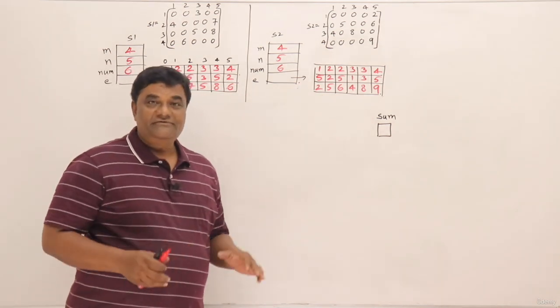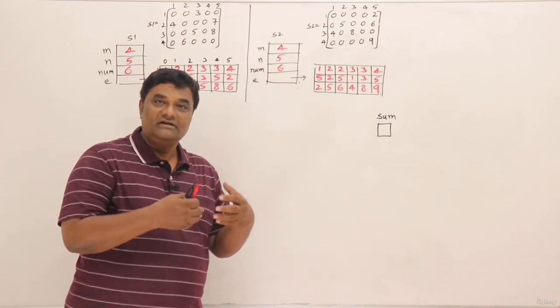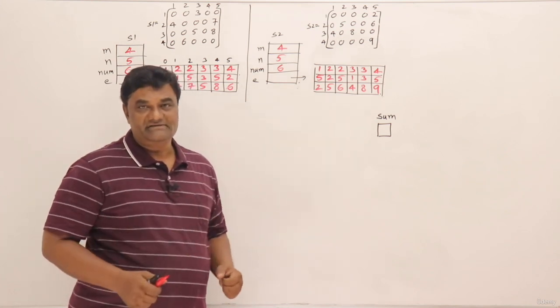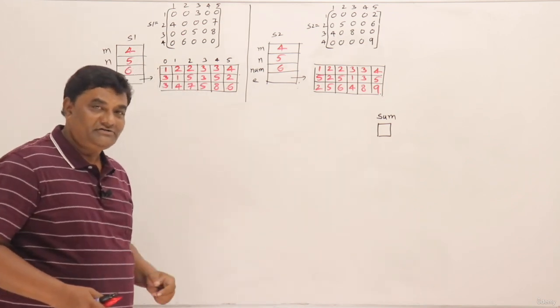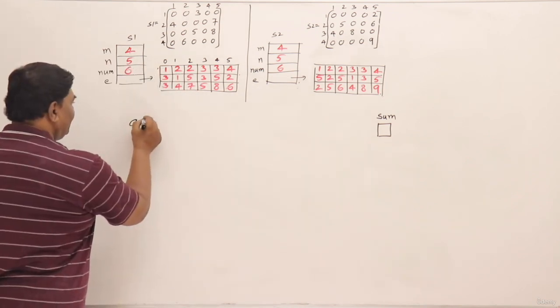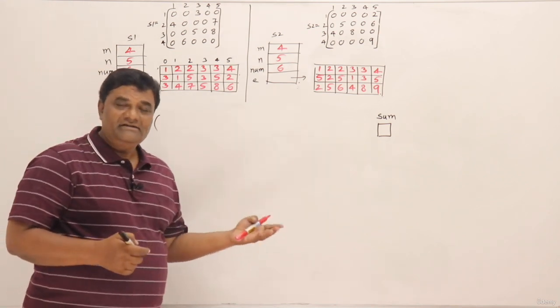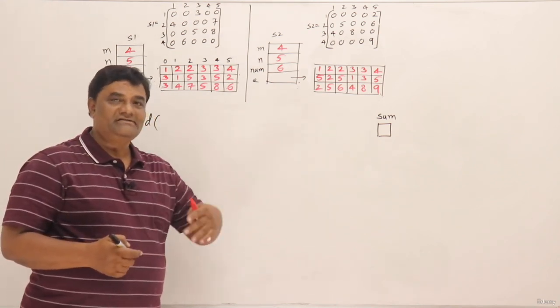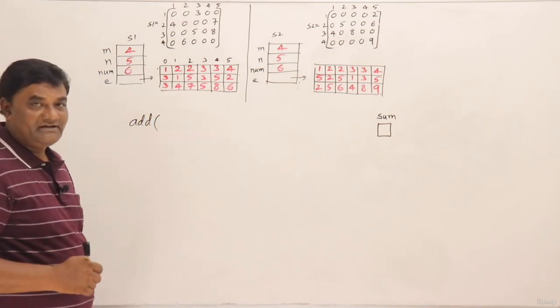Now let us write a function for adding these two sparse matrices and generating a third matrix, that is sum of two matrices. So already I have kept one pointer here. Now let us look at a function. Function name is add. It needs these two matrices. Now where these matrices are available, they are maybe present in some other function. So this function needs pointers to those two matrices.